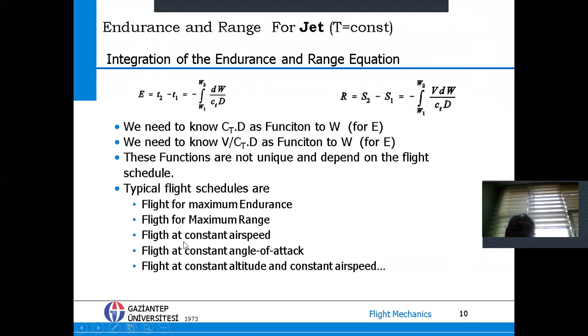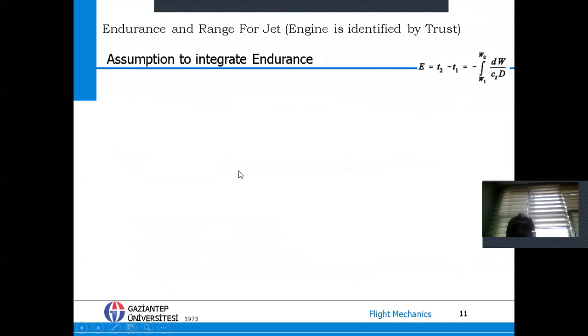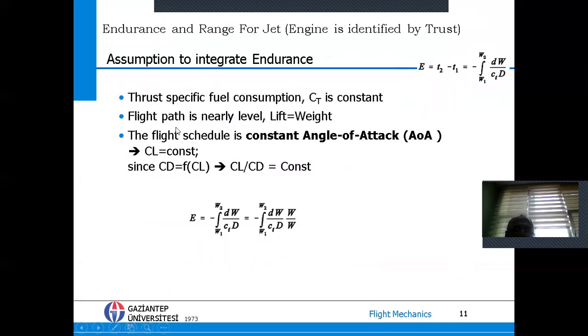So first of all, you need to determine the flight schedule, then you can calculate the range or the endurance. So let us first start with the endurance. I will make these assumptions. First of all, I will assume the thrust is constant, CT is constant, and also the flight path is nearly level, lift equal to weight. I will also select constant angle of attack. Of course, constant angle of attack means CL is constant.